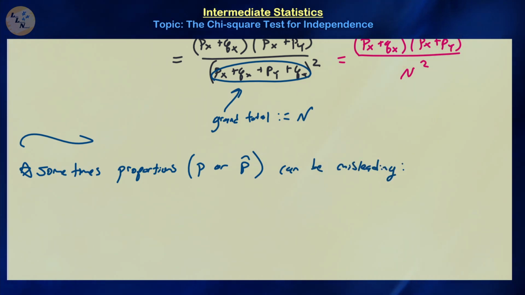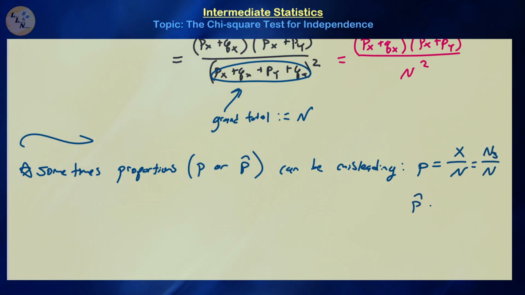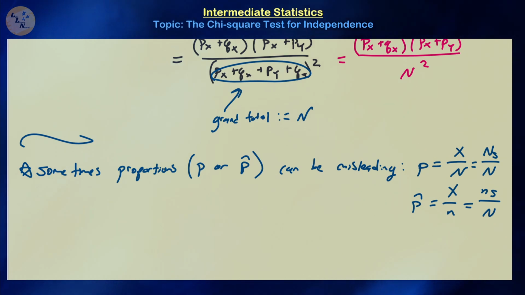And let's just recall what the sample proportion is. If we look at the population proportion, for example, that's going to be capital X over N, so the number of total successes in the population divided by the population size, and p hat is going to be x divided by sample size, so that's going to be the number of observed successes all over the sample size. So it's sometimes more reliable to just focus on the number inside of that ratio.